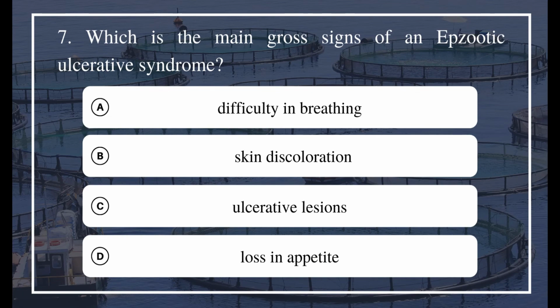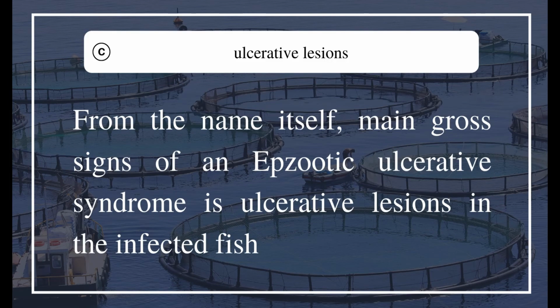7. Which is the main gross sign of an epizootic ulcerative syndrome? A. Difficulty in breathing. B. Skin discoloration. C. Ulcerative lesions. D. Loss in appetite. The answer is C. Ulcerative lesions. From the name itself, the main gross sign of an epizootic ulcerative syndrome is ulcerative lesions in the infected fish.